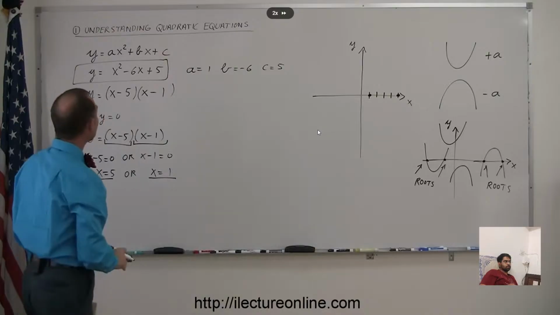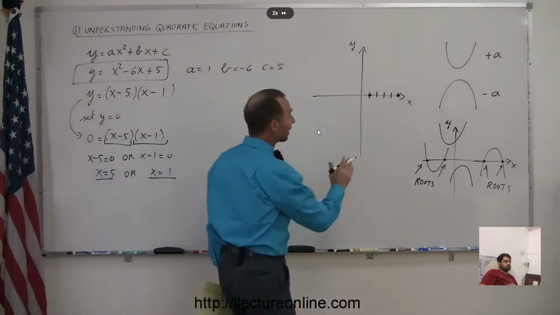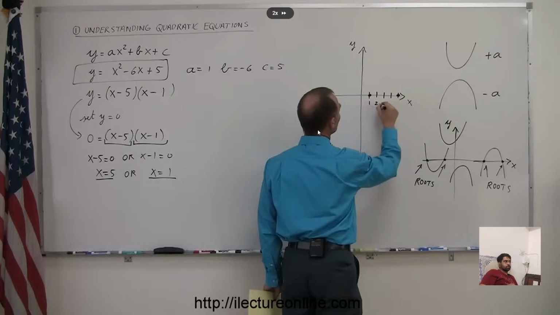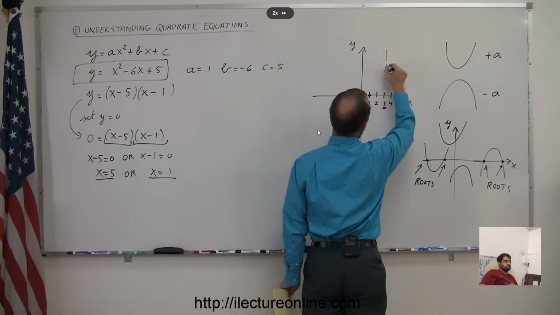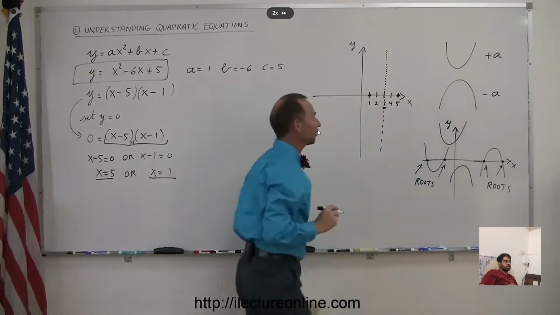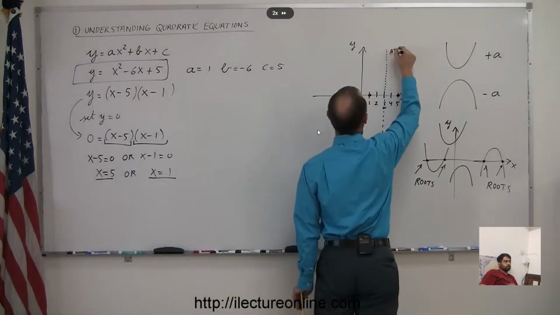All right, now there's another thing about a quadratic equation that's very important. It's called the axis of symmetry. If I find the midway point between those two numbers, 1 and 5, the midway between 1 and 5 is the number 3. If I now draw a dashed vertical line through the point x equals 3 on the x-axis, that is now called the axis of symmetry.